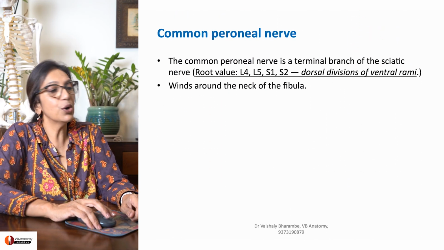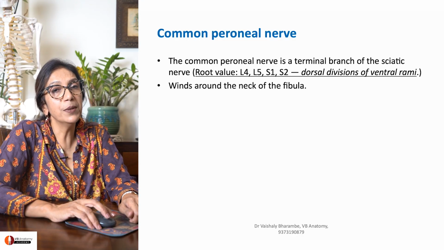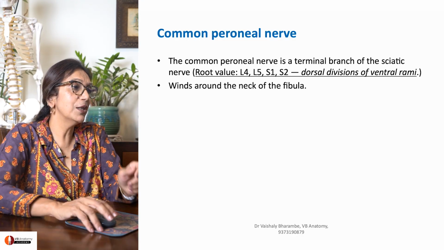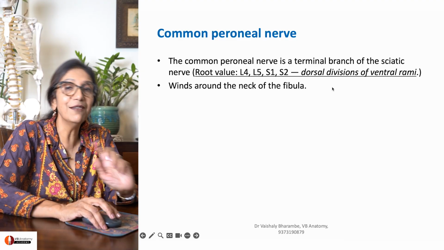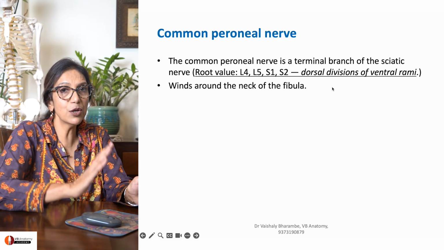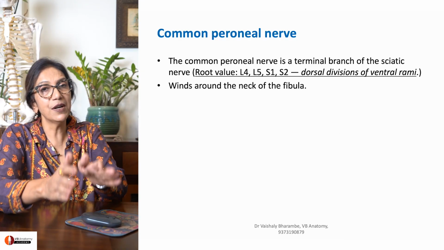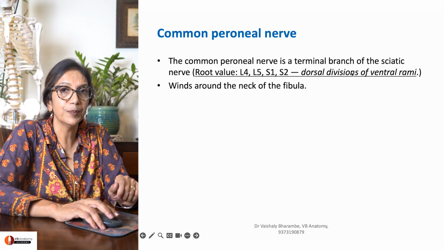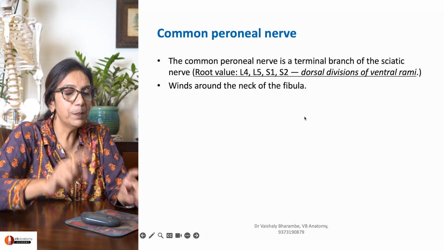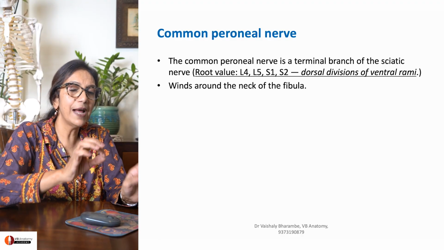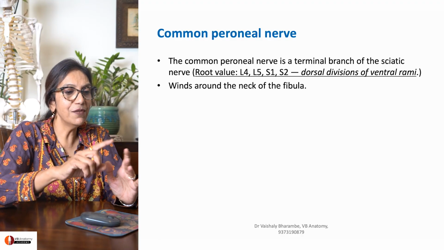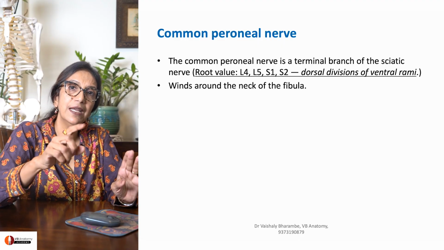Right. So let's talk about the next nerve, the common peroneal nerve. This time again, ventral rami, but the root value is dorsal division. Ventral rami is common. Dorsal division of ventral rami of L4, L5, S1, S2. So, close your eyes, repeat. Common peroneal nerve, root value. Dorsal division of ventral rami of L4, L5, S1, S2.